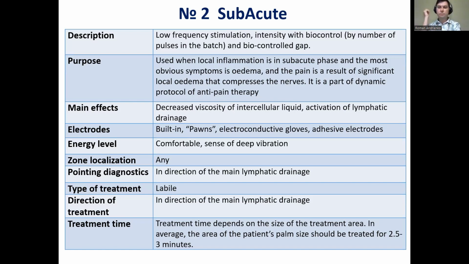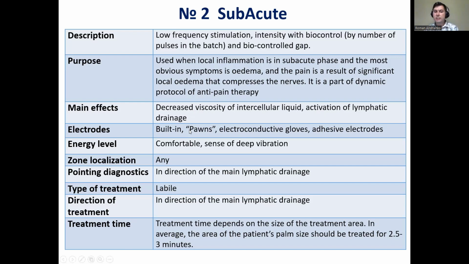So remember, for example, if you ever broke your arm or your leg, you remember that they become huge due to edema, and that compresses the nerves, and that hurts as hell. So subacute is a part of the dynamic protocol of anti-pain therapy, and this is something that will get you back on track. The main effects of this preset are the decreased viscosity of the intercellular liquid and activation of lymphatic drainage to get us rid of edema.